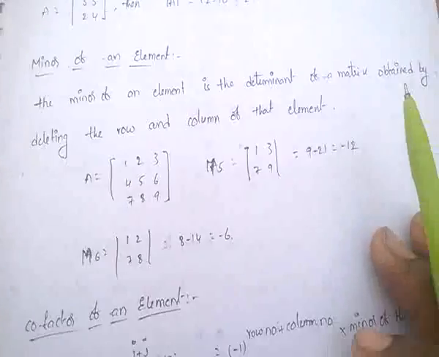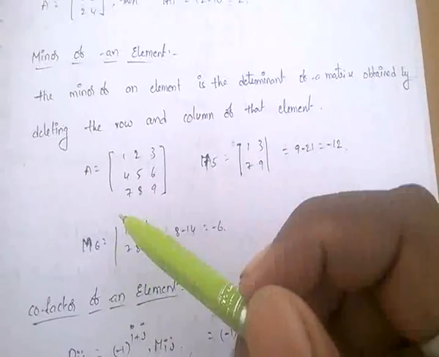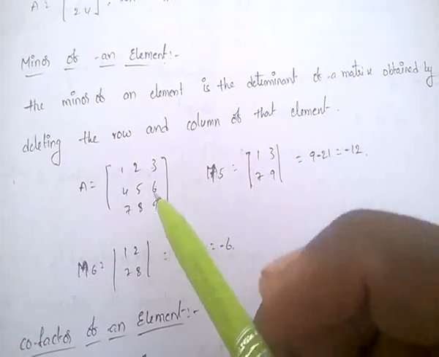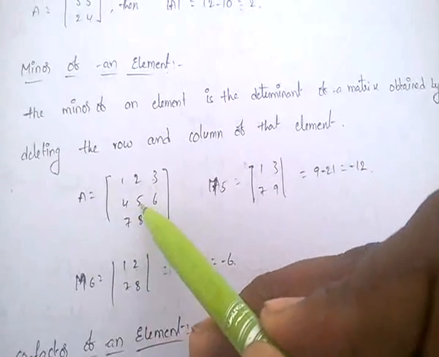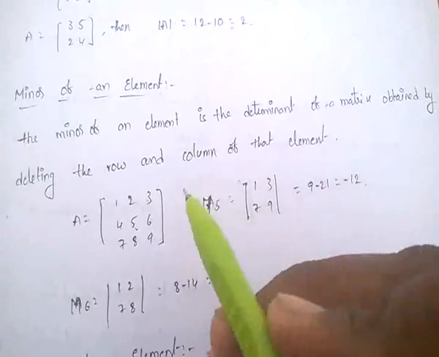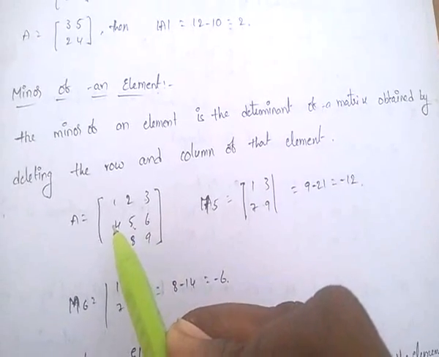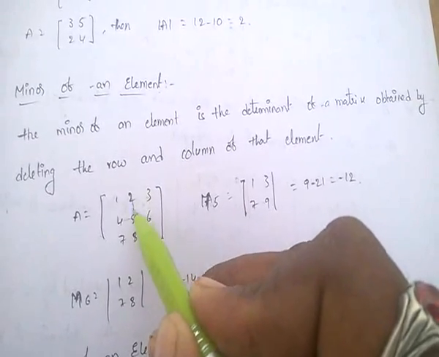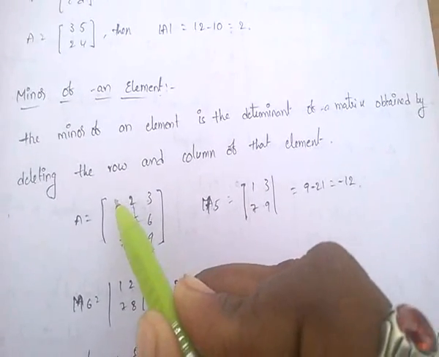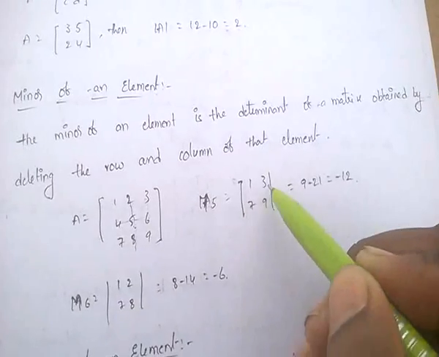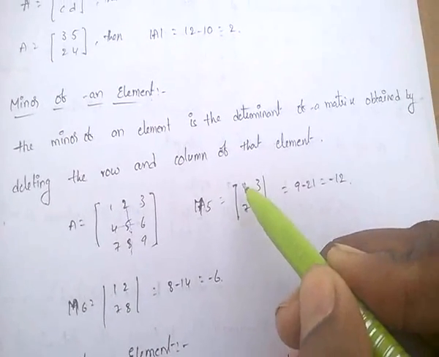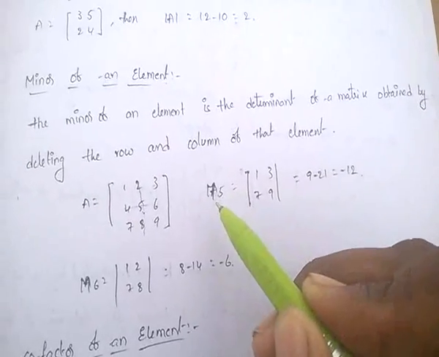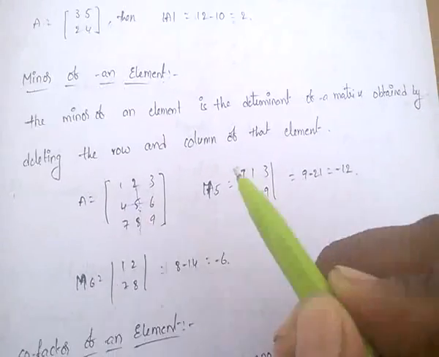Next, minor of an element. Minor of an element is nothing but the determinant of the remaining matrix for that particular element. For example, here the minor of 5 equals: just strike off the row corresponding to that element and the column corresponding to that element. Okay, the remaining 1 3 7 9, find det. 1 into 9 minus 7 into 3 is 21, that is minus 12. So the minor of element 5 is minus 12.